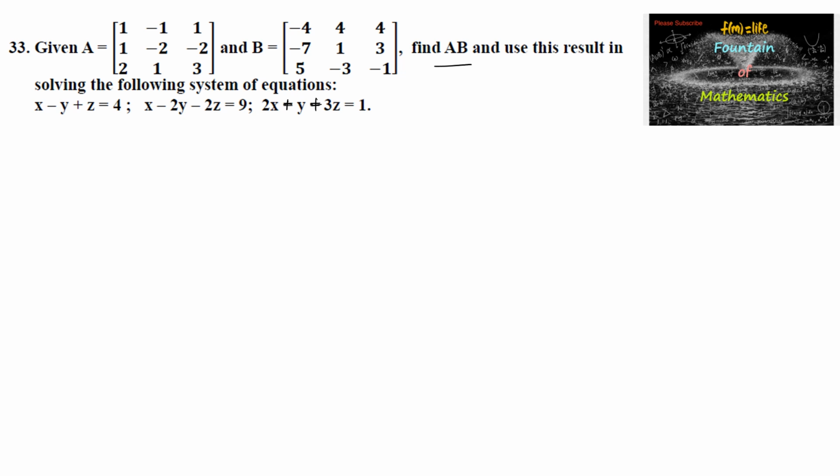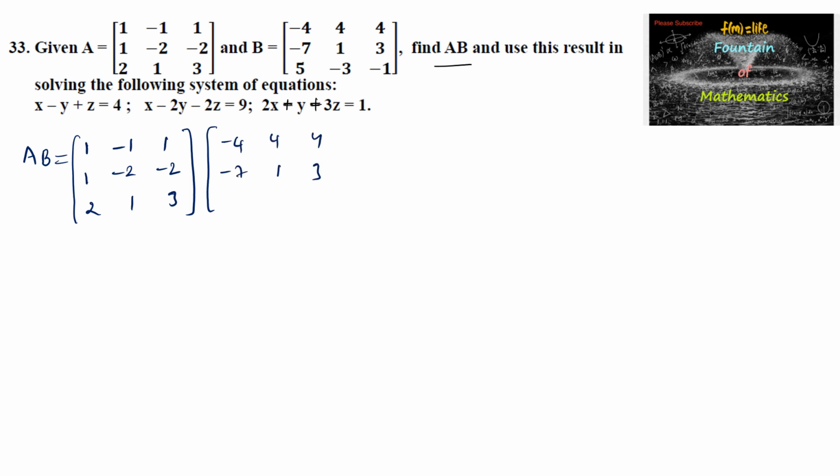So let's find out the AB value. A into B is equal to [1, minus 1, 1; 1, minus 2, minus 2; 2, 1, 3] into [minus 4, 4, 4; minus 7, 1, 3; 5, minus 3, minus 1]. So let's apply row with column. First row with first column we'll get 1 into minus 4 is minus 4, minus 1 into minus 7 is plus 7, and 1 into 5 is plus 5.